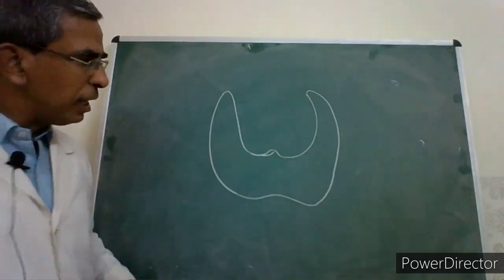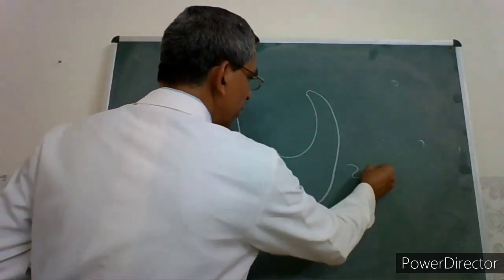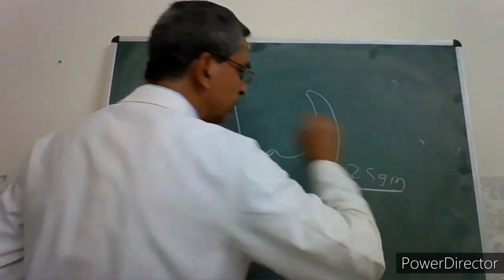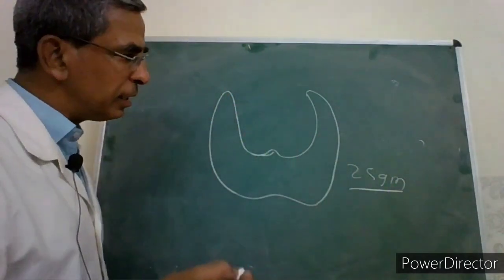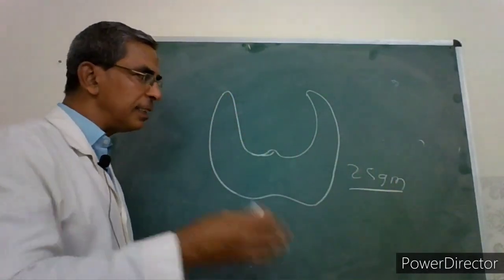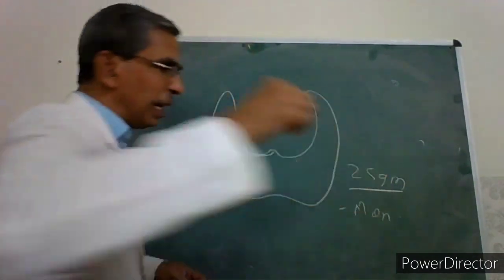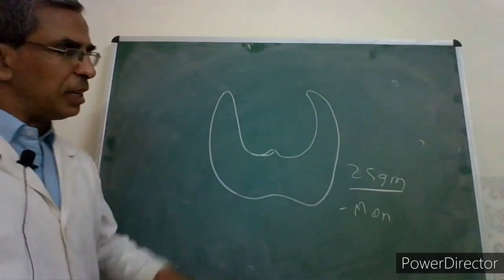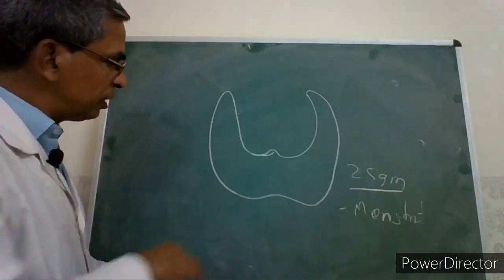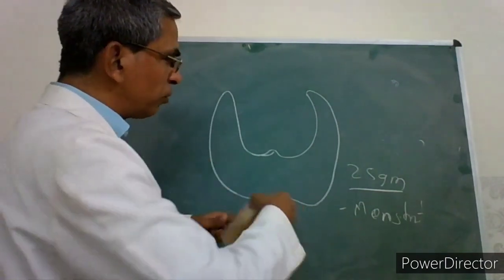This whole gland weighs about 25 grams. The weight and size of the thyroid gland increase in females, especially during menstruation and pregnancy, to increase the metabolism of the body here. So this is the general layout of the thyroid gland.